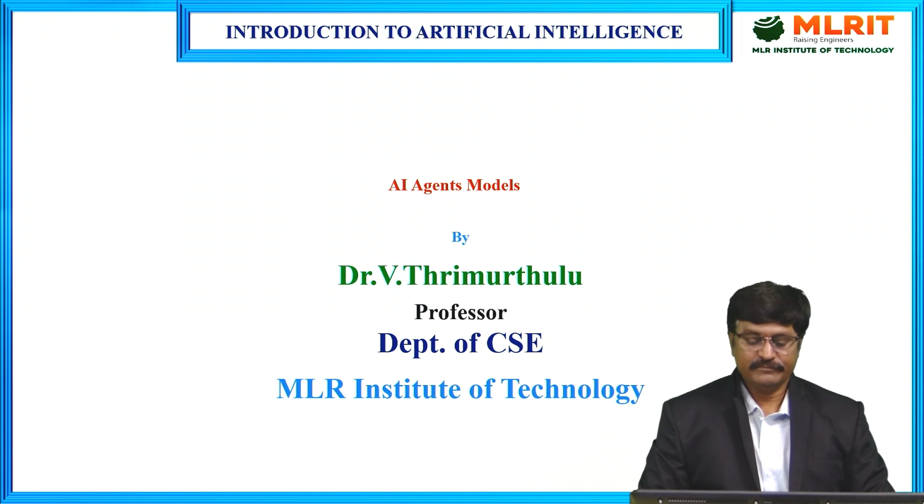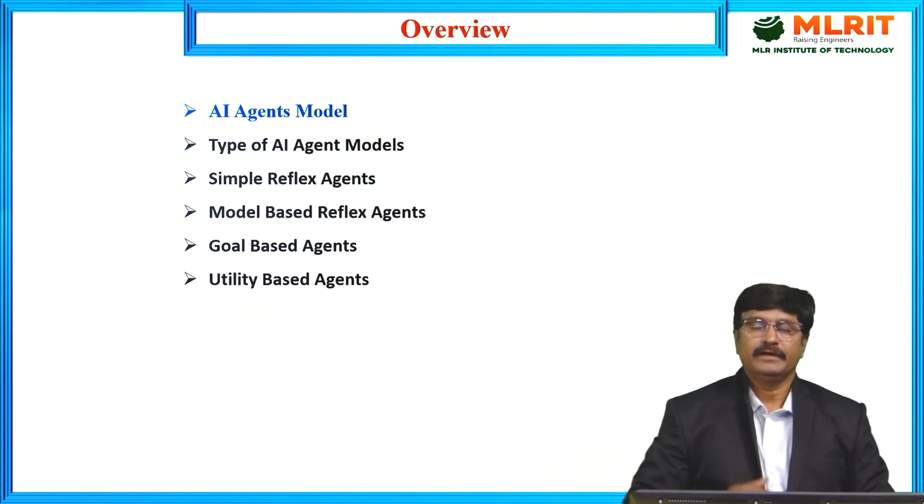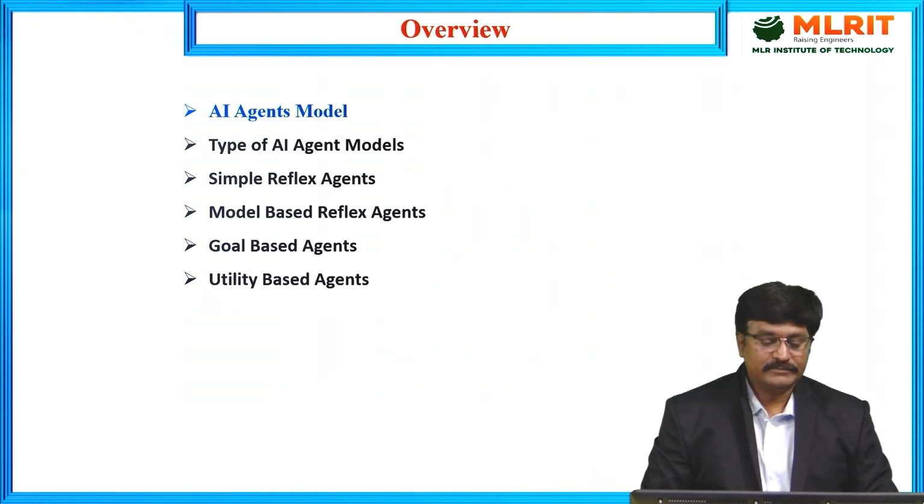This is the fourth video, and today's topic is AI agents and agent-based model systems. In these agent model systems, I will discuss the different types of agent models: the simple reflex agent model, model-based reflex agent model, goal-based agent model, and utility-based agent model. Briefly I will discuss them in this video.